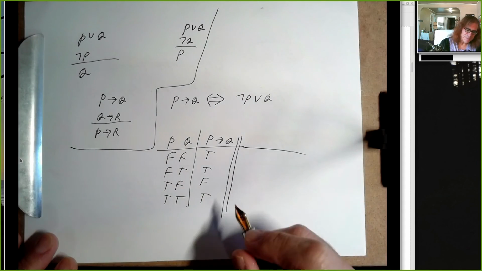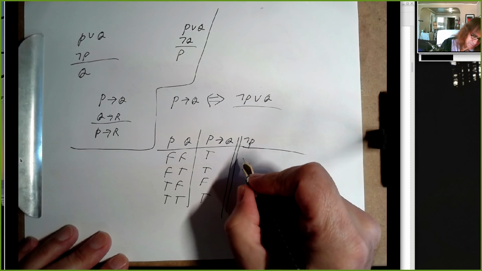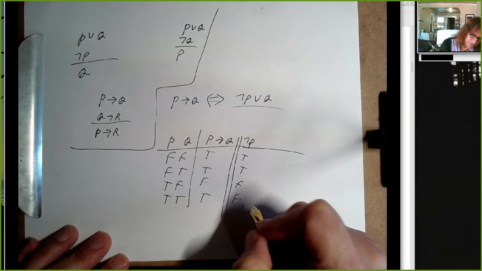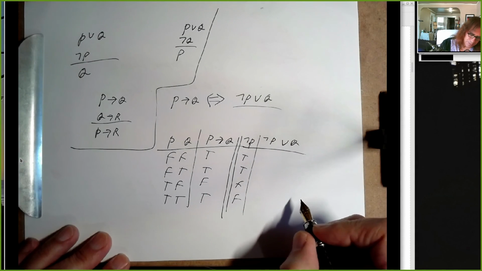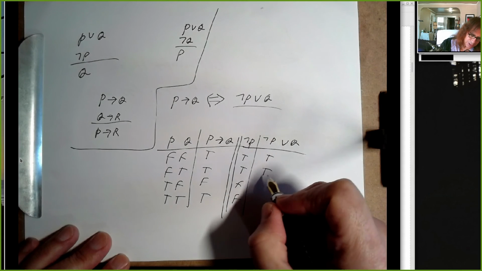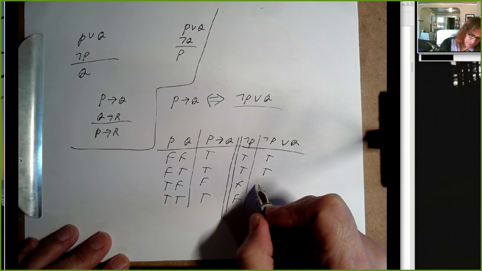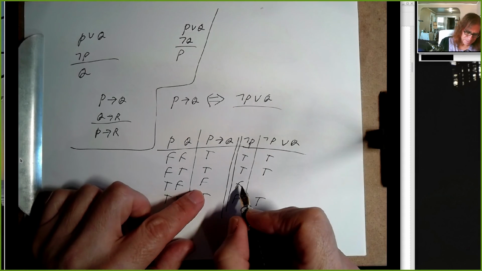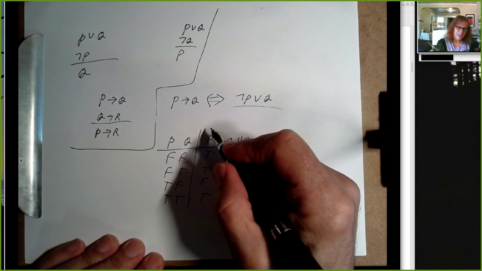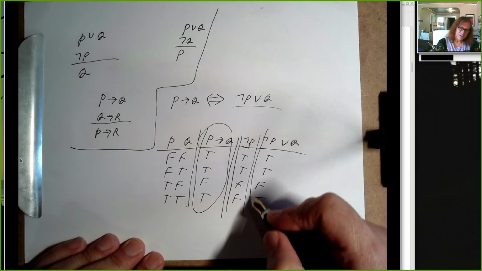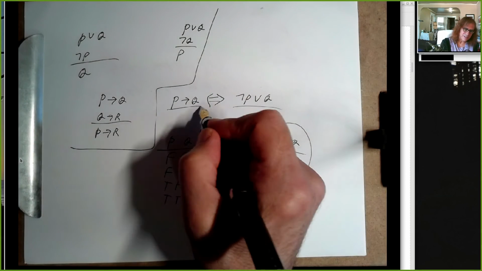On the other hand, if we expand this side of our equivalence, negation of P would be true, true, false, false. And so a negation of P ORed with Q, well, if the negation of P is true, then it's true. If Q is true, then that OR will be true. But in this row right here, negation of P is false, and Q is false, so the OR is false. And now we simply observe that this column and that column have the exact same truth values in all cases. That's enough to say that this is equivalent to that.